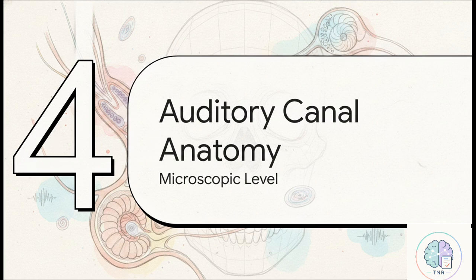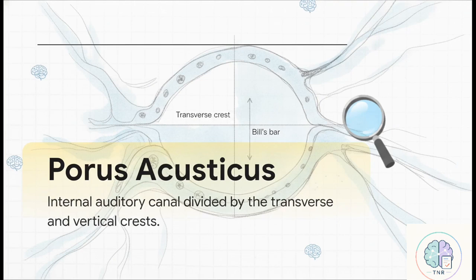All right, having looked at the macrospine and the meso-level skull base, let's zoom in even further for Section 4, auditory canal anatomy. We are going right down to the microscopic level of the inner ear. We're focusing right in on the porus acousticus, also known as the internal auditory canal. The architecture here is just incredibly precise.